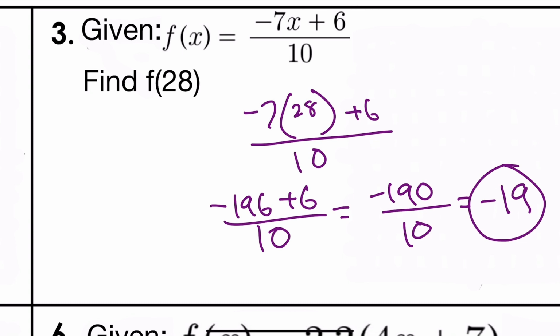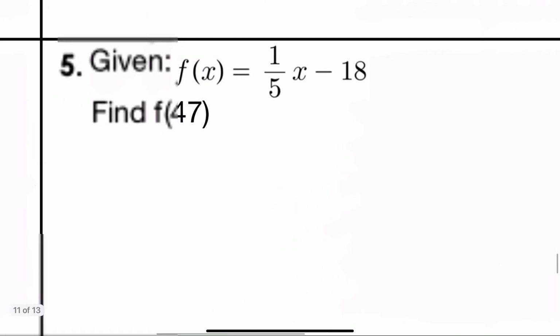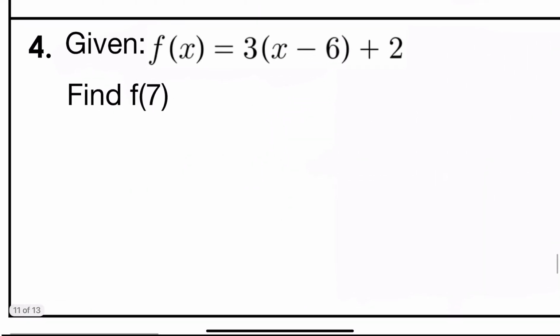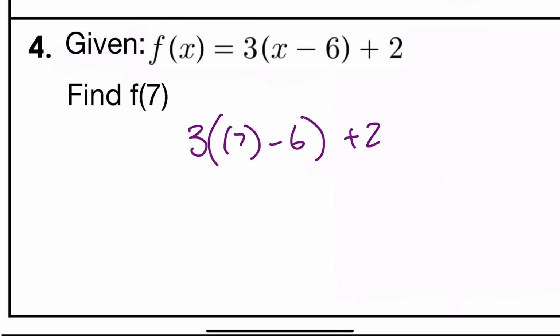Cool. All right. Let's do another one. Let's do number 4. Okay. Given f of x is equal to 3 times the quantity of x minus 6 plus 2, we are going to find f of 7. So I'm going to plug in a 7 for my x here. So keeping in mind, it's okay to have double parentheses. That's absolutely fine. Nothing is wrong there.